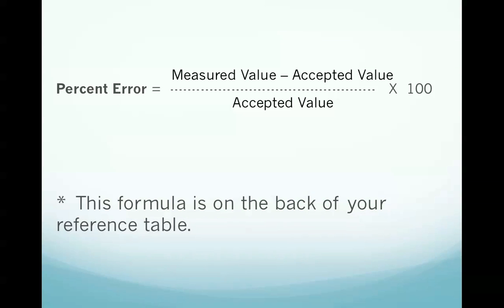So here's our formula: the measured value minus the accepted value, over the accepted value, times 100.